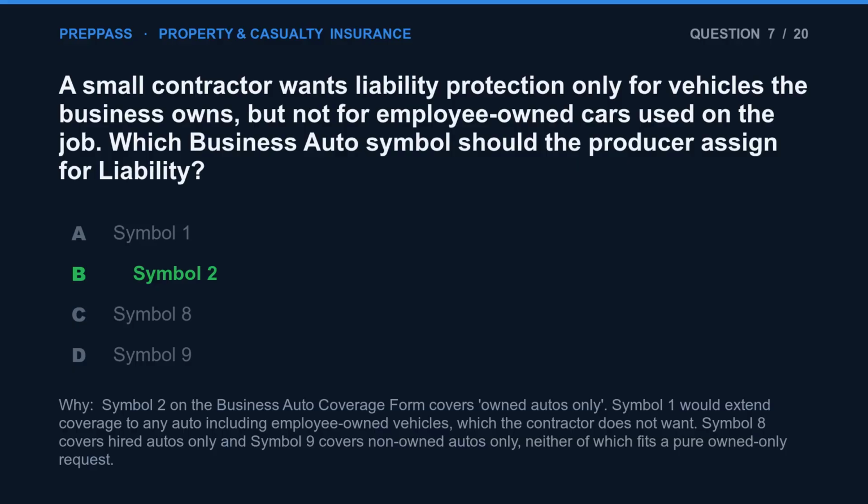The correct answer is B. Symbol 2 on the business auto coverage form covers owned autos only. Symbol 1 would extend coverage to any auto including employee-owned vehicles, which the contractor does not want. Symbol 8 covers hired autos only and symbol 9 covers non-owned autos only, neither of which fits a pure owned-only request.